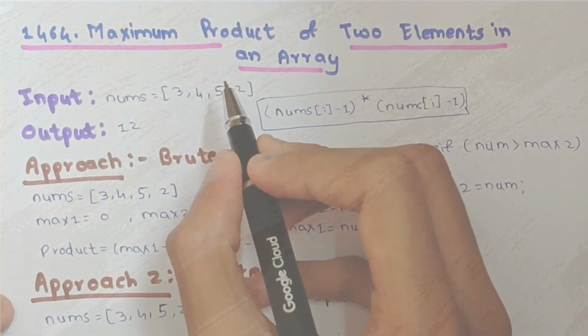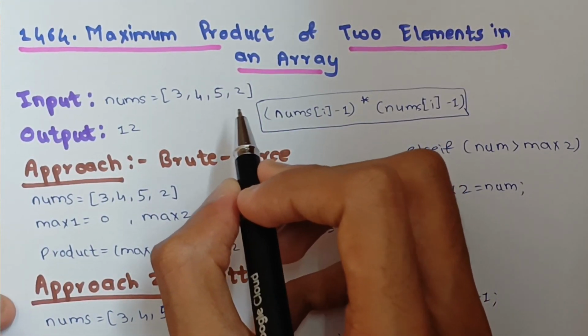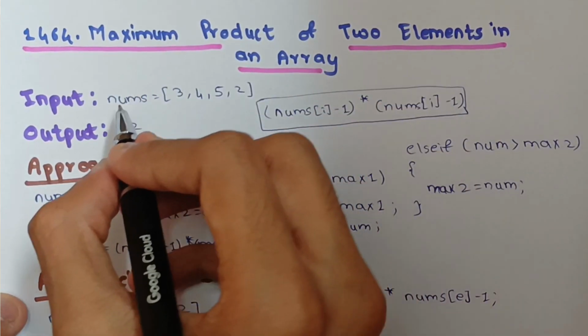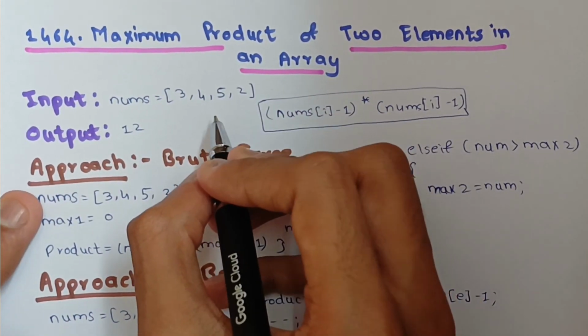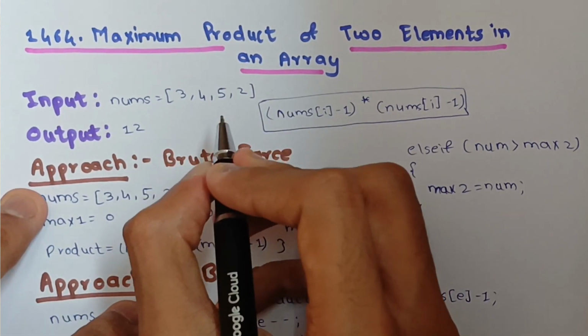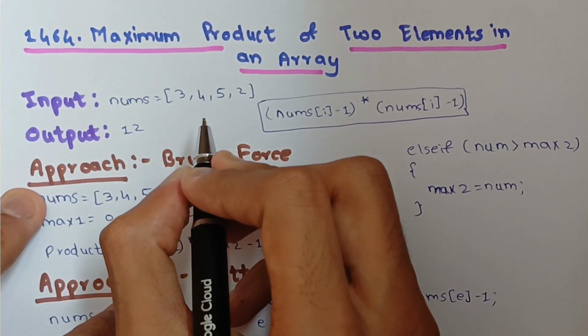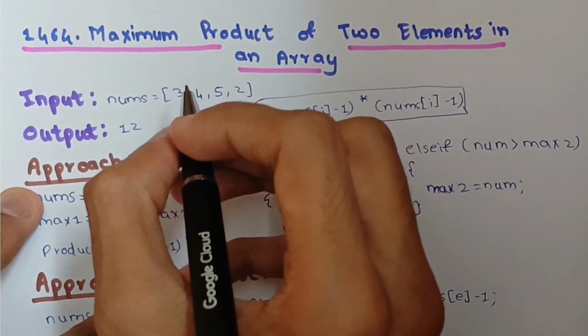Let's understand the problem statement. We have to find the two elements which will give the maximum product. Here, given a nums array 3, 4, 5 and 2, we have to find the maximum product of two elements in an array. This means we have to take the two largest elements from the array. This is a very simple logic.